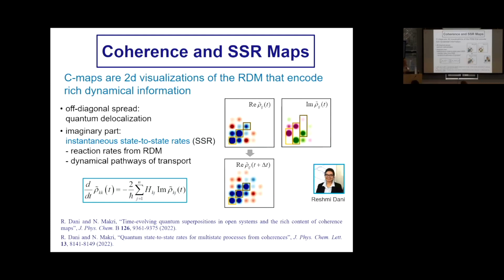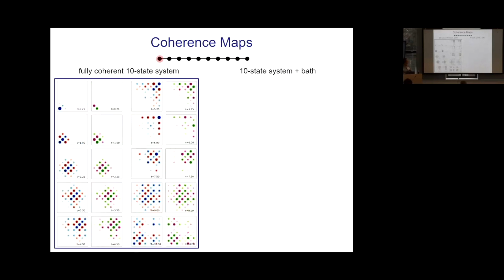So this is a coherence map, but remember the instantaneous rates are controlled not only by the RDM, but also by the matrix elements of the Hamiltonian. So if you take this and superimpose the Hamiltonian matrix, then you see that many of these non-zero coherence elements are not going to be contributing. Then you get what we call an SSR map, an instantaneous state-to-state rate map, and these are very useful for understanding pathways. All right, and here's what it looks like in a real system.